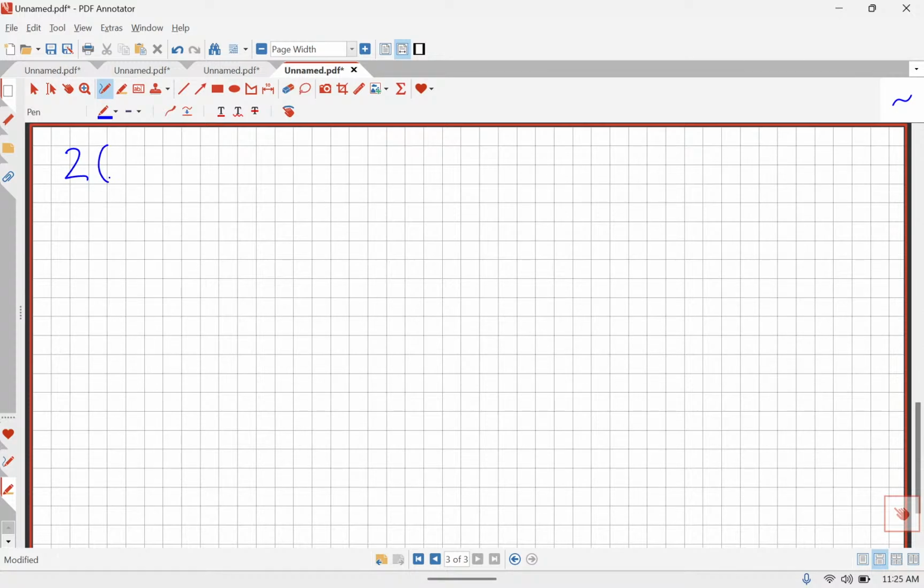2, open parentheses, 5 minus 2u, close parentheses, equals negative 5u plus 6. Whew! What do you guys think we're going to do with that?